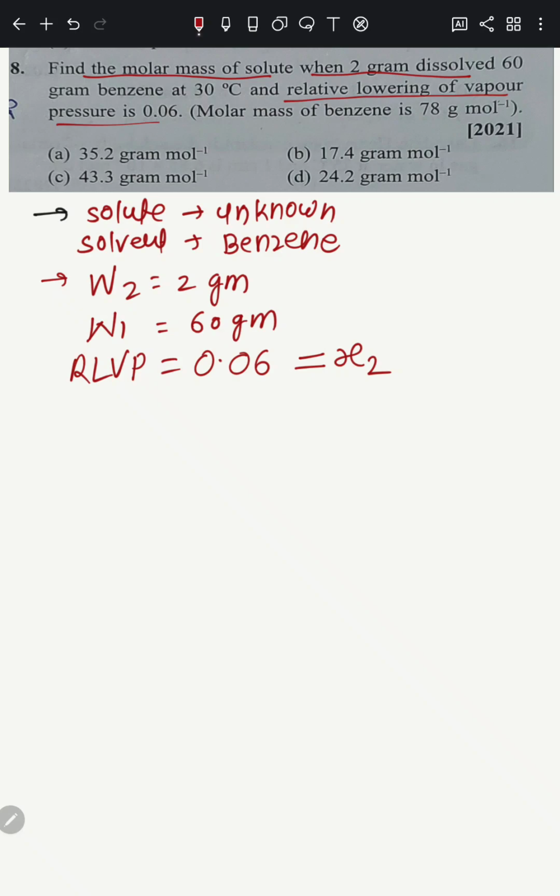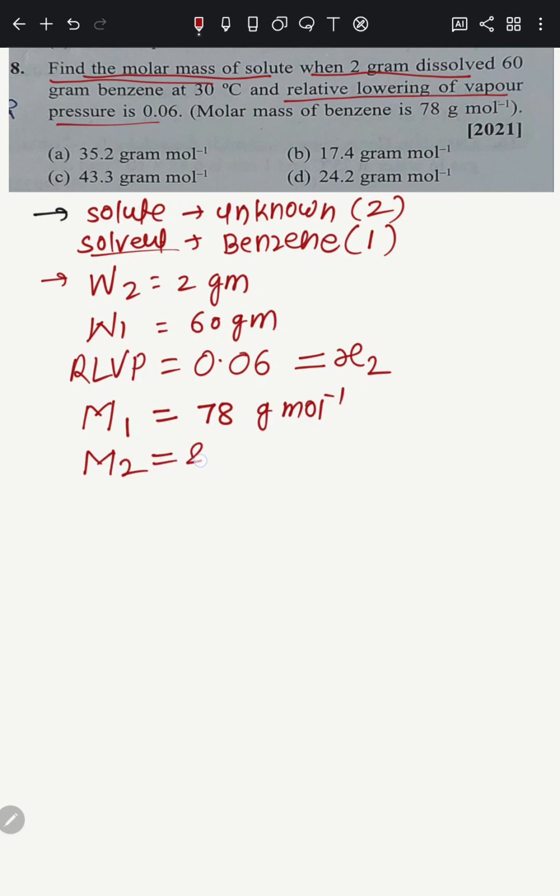It is also equal to X2. Don't forget that. Molar mass of benzene: benzene is the solvent, so molar mass is indicated by M. Solvent is indicated by 1, we can write 1 here, and for the unknown we can write 2. So M1 is equal to 78 gram per mole. Getting my point? Now this is the given material. They are asking to find the molar mass, which means you should find M2, the molar mass of solute, that is the question mark.